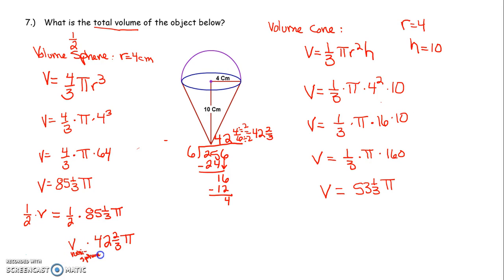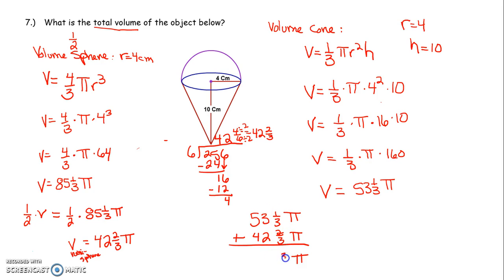The half sphere. All right, so now to get my total volume, I have to take the volume of the cone and add it to the volume of the hemisphere. So let's just go for it. I have to take 53 1/3 pi and add to that 42 2/3 pi. I'm going to add those up. It's still going to be pi.